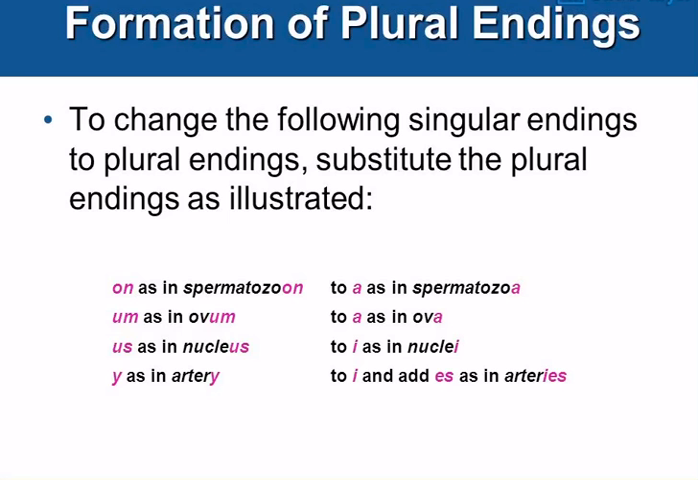Formation of plural endings. To change the following singular endings to plural endings, substitute the plural endings as illustrated. ON as in spermatid on to A as in spermatid a. UM as in ovum to A as in ova. US as in nucleus to I as in nuclei. Y as in artery to IES as in arteries.